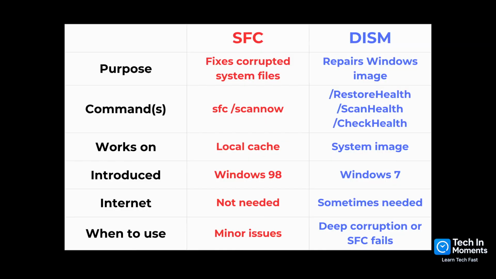Let's break down the key differences. SFC repairs system files that are broken or missing. DISM fixes the bigger Windows image that those files come from. SFC works with local files already stored on your PC. DISM checks and repairs the entire Windows image. SFC doesn't need the internet. DISM might if it has to download clean files. Use SFC for smaller problems. Go with DISM for deeper ones or when SFC doesn't work.